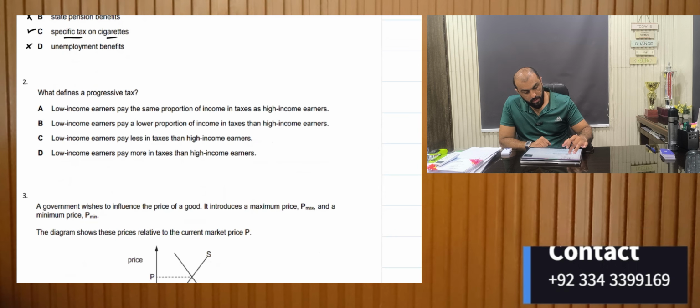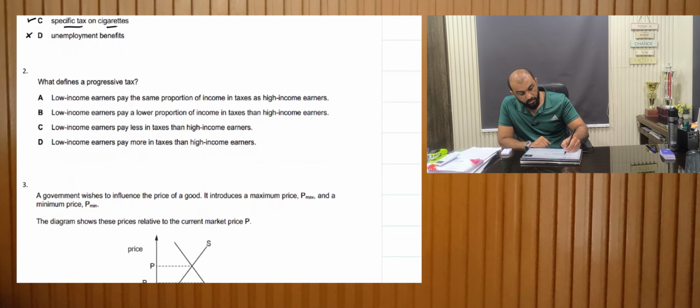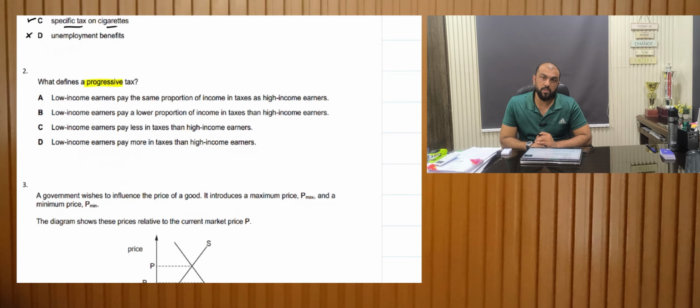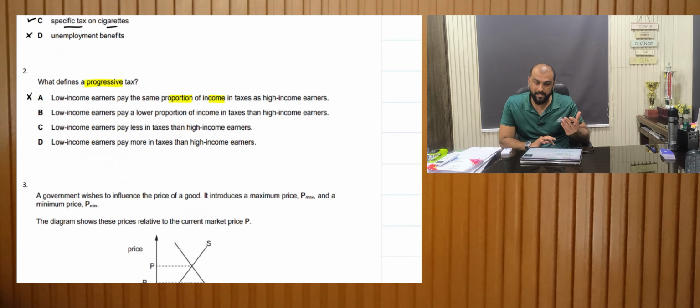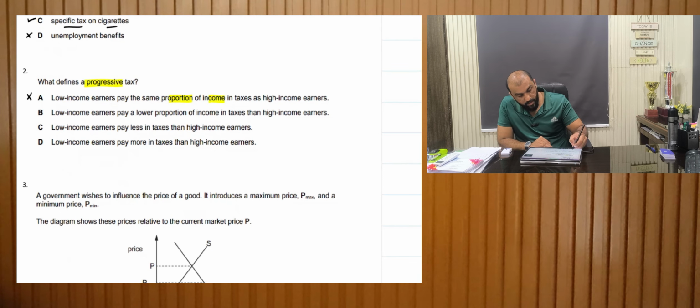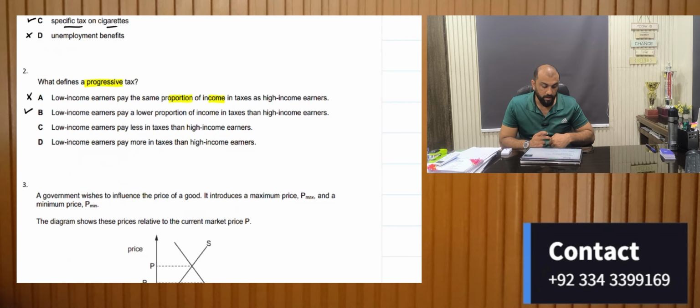What defines a progressive tax? Now, progressive taxes are taxes in which the rich pay a higher proportion of taxes. So, low income earners pay the same proportion of income in taxes. So, this is incorrect. They don't pay the same, they pay less. Low income earners pay a lower proportion of income in taxes than high income earners. So this is the right answer.